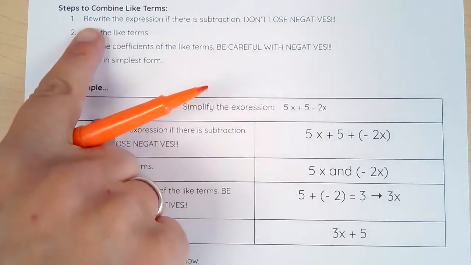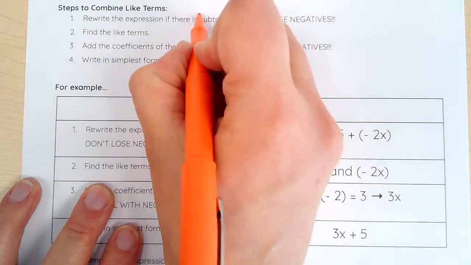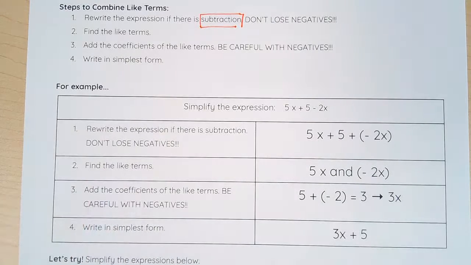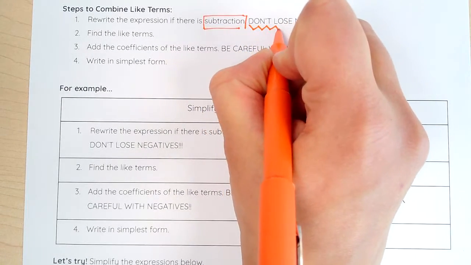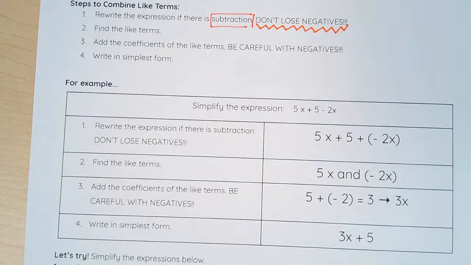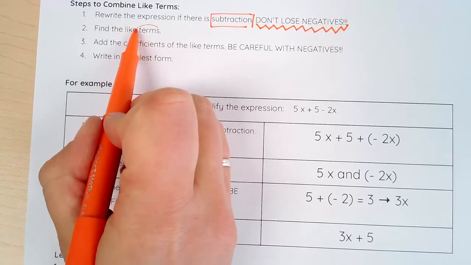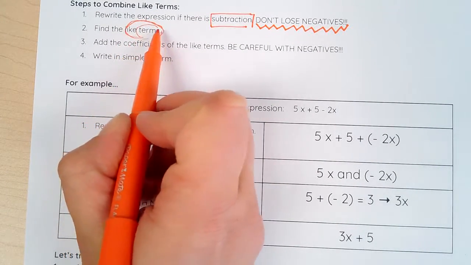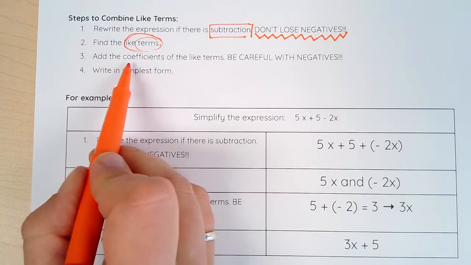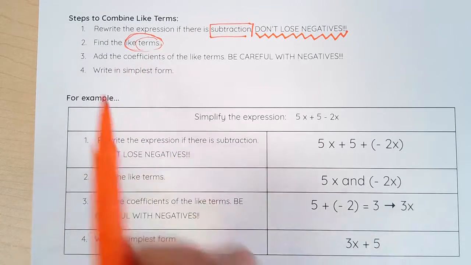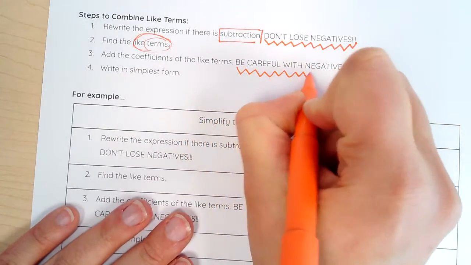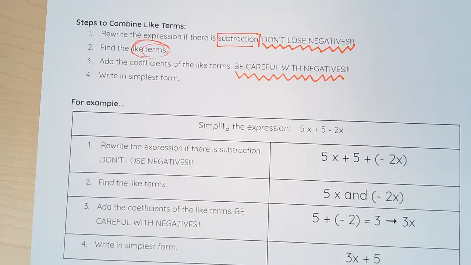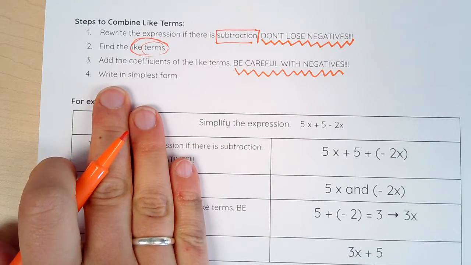We will start by rewriting our expression if there is subtraction. When there is subtraction, we actually turn that into addition of the opposite. We'll take a look at that in just a minute. It is key here that we do not lose our negatives. It is very easy to lose our negatives. Step 2 would be to combine those like terms. Step 3 would be to add your coefficients of the like terms, again being super duper careful with your negatives. And then lastly, you'll write your expression in simplest form.